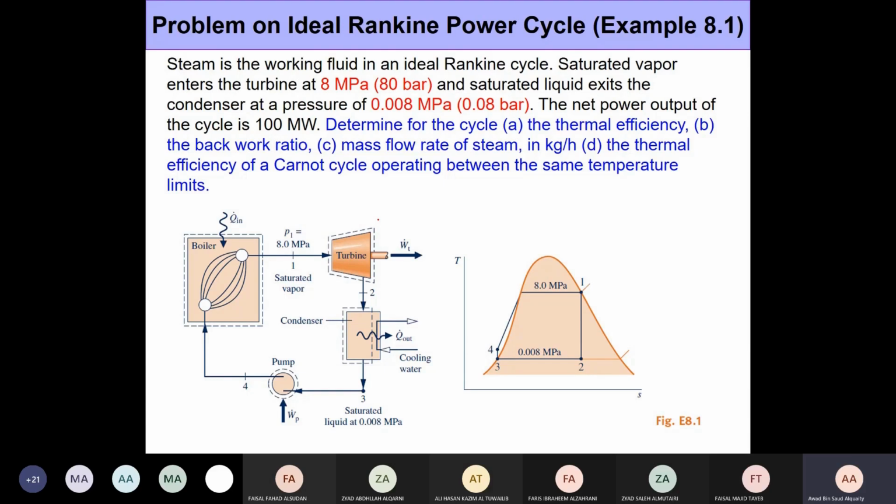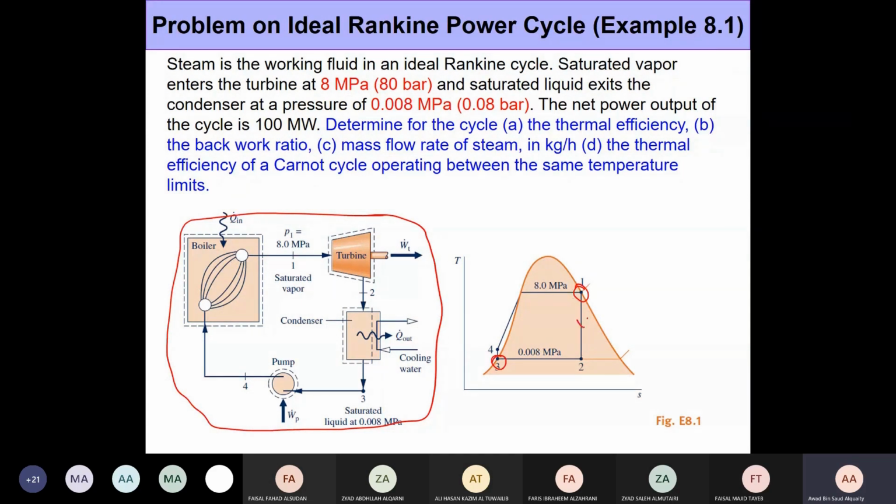We are looking at an ideal Rankine cycle, consisting of these four components. We have been provided information about the state at the entrance to the turbine, state 1. The pressure is given, and it's mentioned that it's saturated vapor. In the same way, information about state 3 is given. And it's an ideal Rankine cycle.